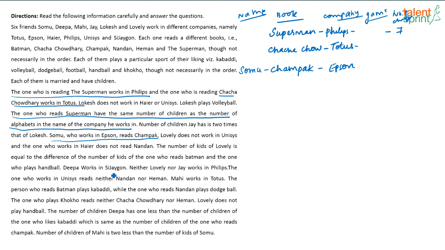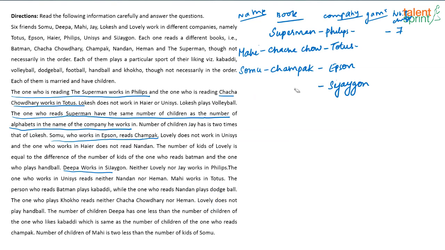Deepa works in CGL. Okay, so Deepa is working in CGL. So let us write that down. See, if you look at company, these three companies are already filled. So Deepa is working in CGL, we don't know which book she reads. Neither Lovely nor Jay works in Philips. The one who works in Unisys reads neither Nandan nor He-Man. Mahi works in Totus. The person who reads Batman plays Kabaddi, and the one who reads Nandan plays dodgeball.